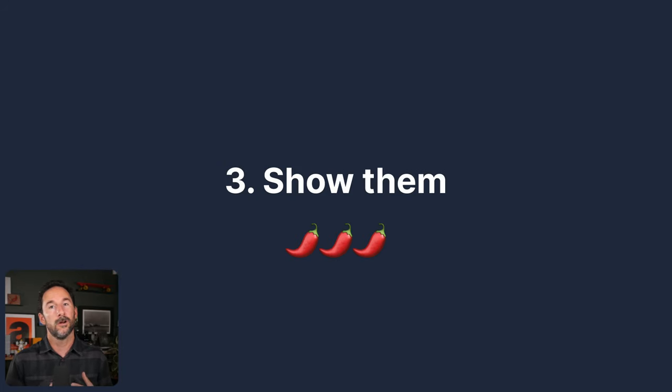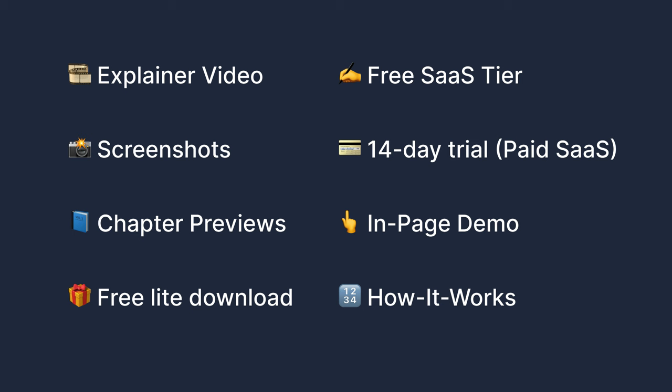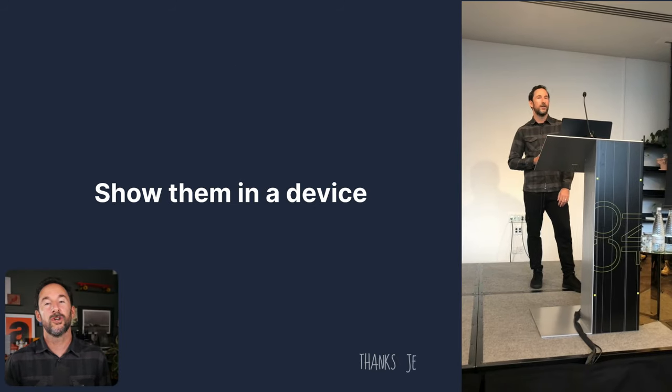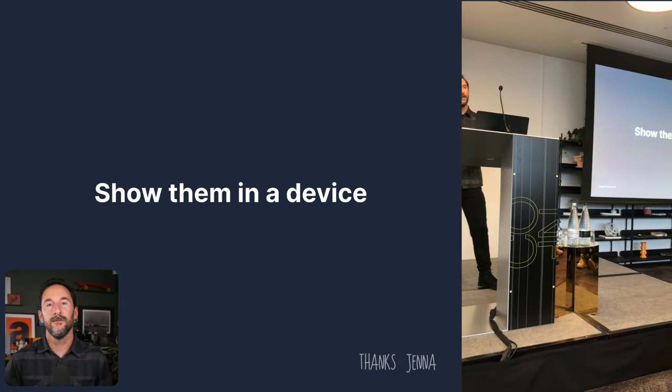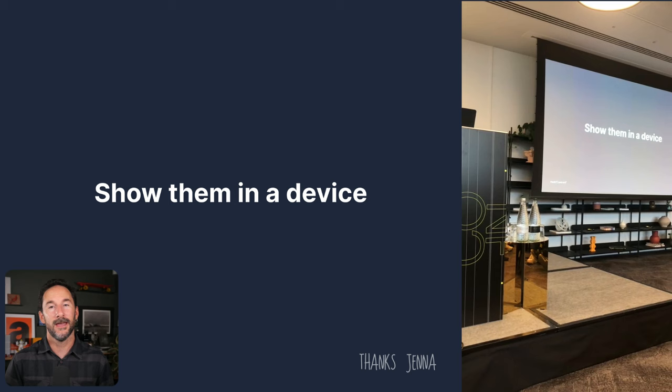And lastly, the strongest of them all is showing them. This is the one I really want to encourage, and this is the one I want you to invest in. Spend the money. So there are many examples: explainer videos, free SaaS tiers, screenshots, photography, and how it works sections. Let's run through a few quick. Why not show them within a device? Make them feel they are just that bit closer to the end product.